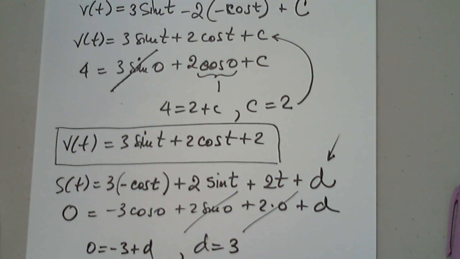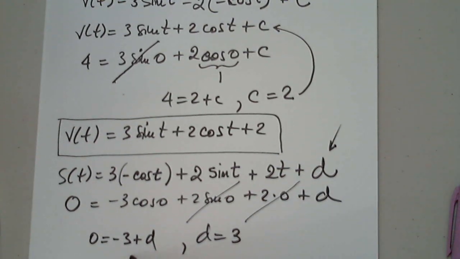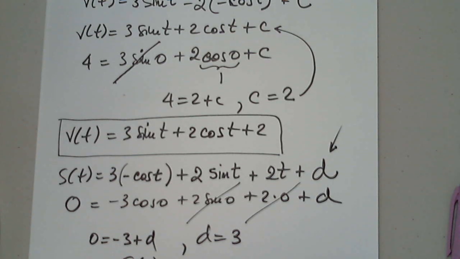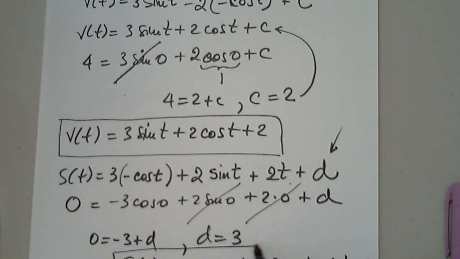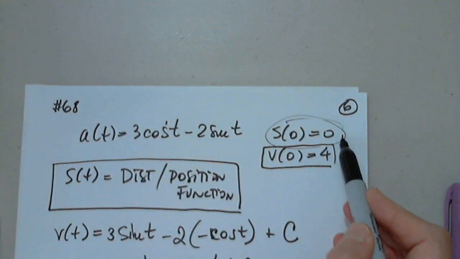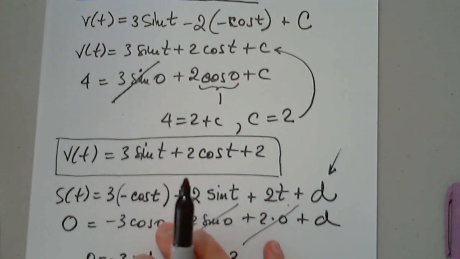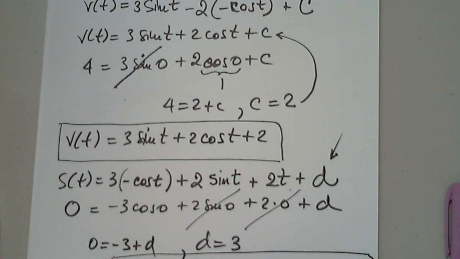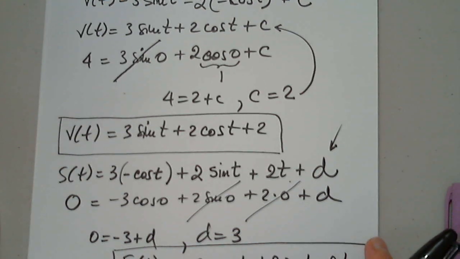And now I do have the complete function, which is the unique distance function. We were given the acceleration, and we worked our way backwards to the function. So this is negative 3 cosine t plus 2 sine t plus 2t plus 3. This is the only distance or position function whose acceleration is this and fulfills the given conditions. S of 0 is 0 and V of 0 is 4. There is no other distance function.